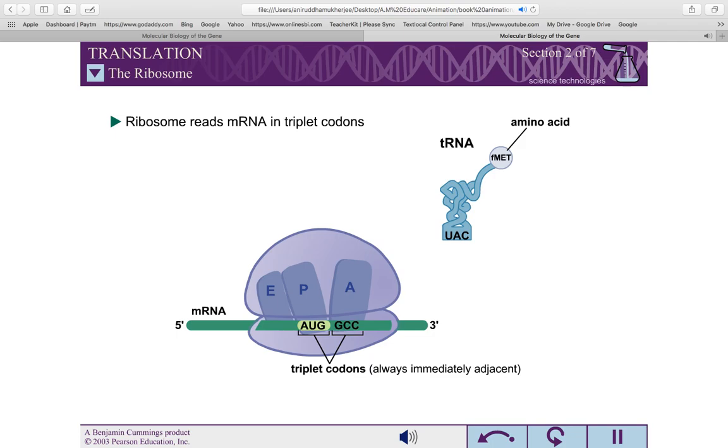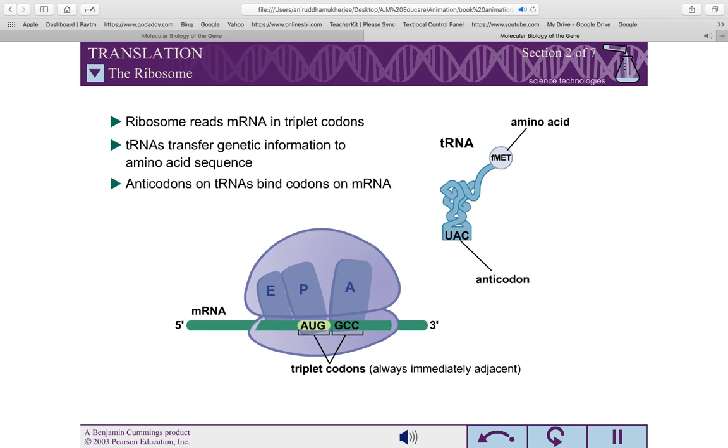These amino acid carrying RNAs are called transfer RNAs, or tRNAs, for they are adapter molecules that transfer genetic information to amino acid sequence. tRNAs contain anticodons that are complementary to, and thus bind, the codons on the mRNA.